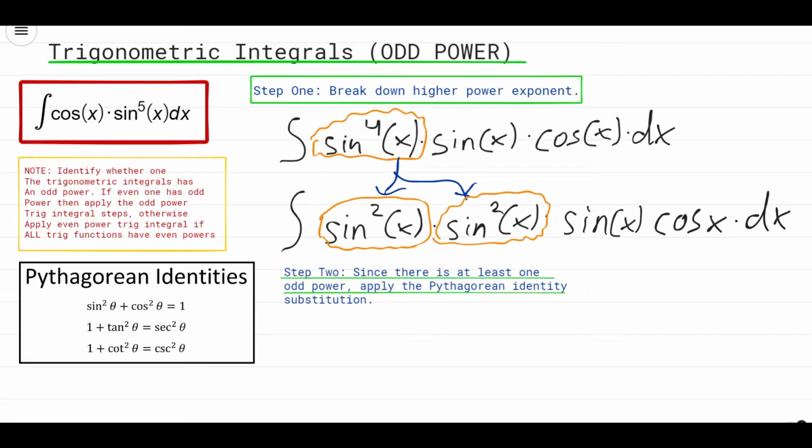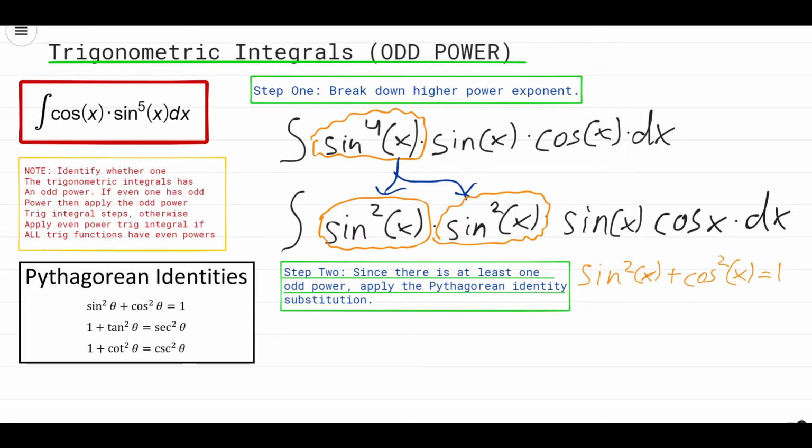So for step 2, since there's at least one odd power, we're going to apply the Pythagorean identity substitution. And that's what makes odd powers different from even powers. For even powers, we do power reducing formulas, which is in another video. But for this video, we're going to apply the Pythagorean identity since they're odd powers. We know sine squared plus cosine squared is equal to 1. So when we solve this for sine squared, we know 1 minus cosine squared x is equal to sine squared x.